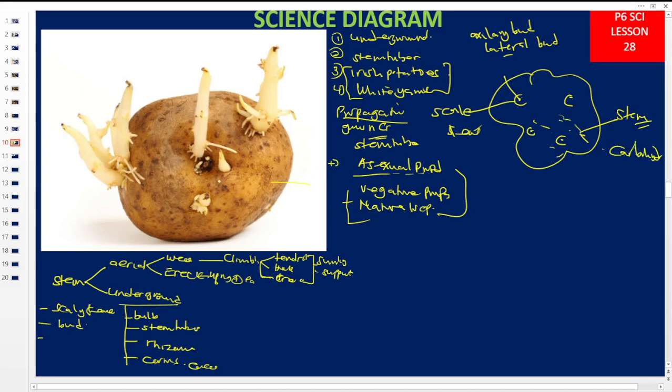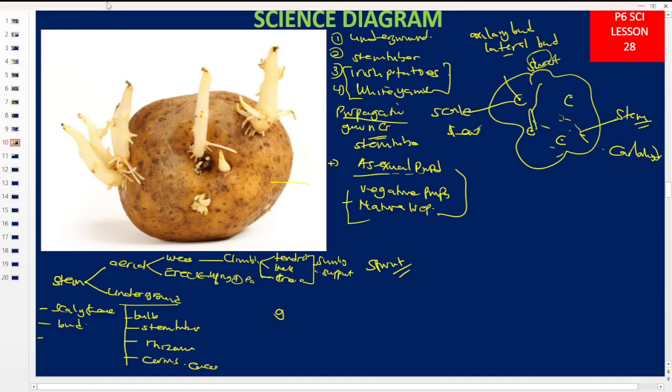Now this one is not germinating, but it is doing what we call sprouting, because it's not a seed. Seeds are the ones that germinate, while these ones do what we call sprouting. Now as it sprouts, the lateral bud is growing into a shoot system, then this one is protecting that.